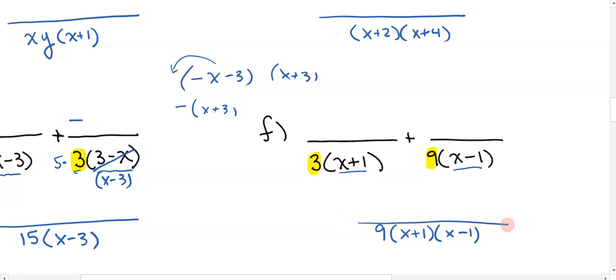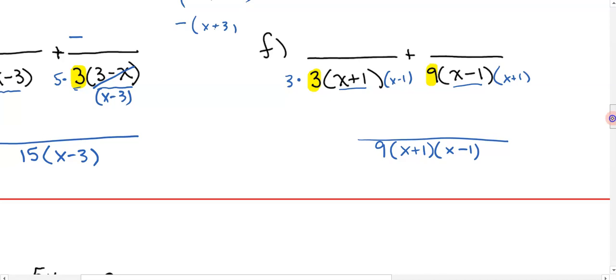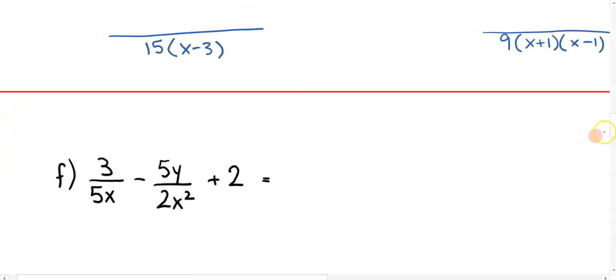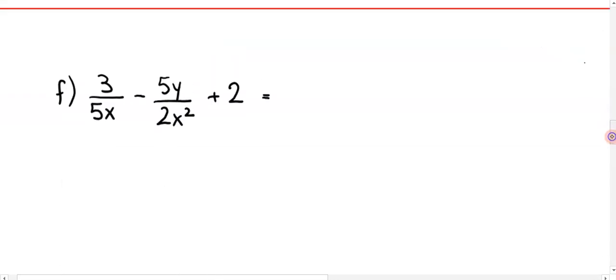So here, this would be a harder question. I would need the 3, and I would need an x minus 1. Here, oh, I just need an x plus 1 to complete the denominators. All right, so now that we have practiced finding common denominators, let's actually complete the entire question.